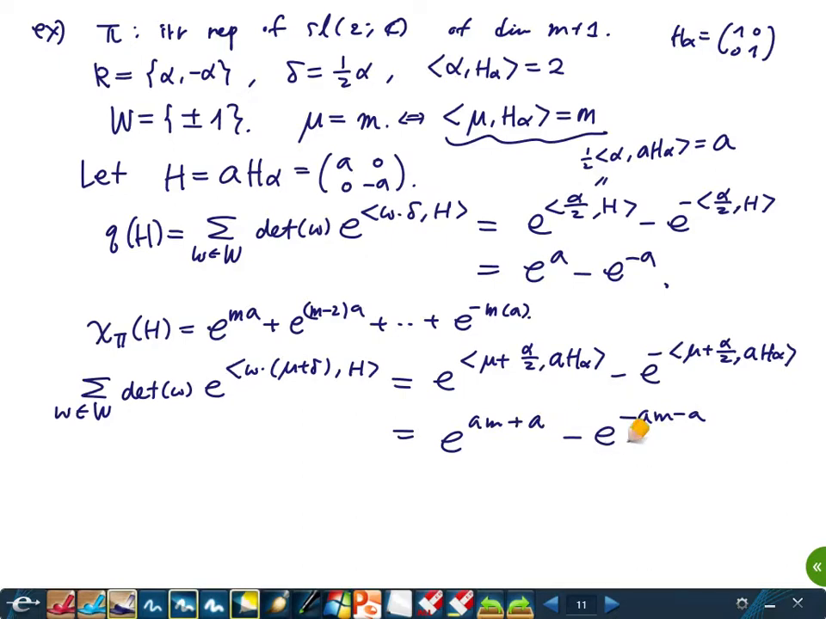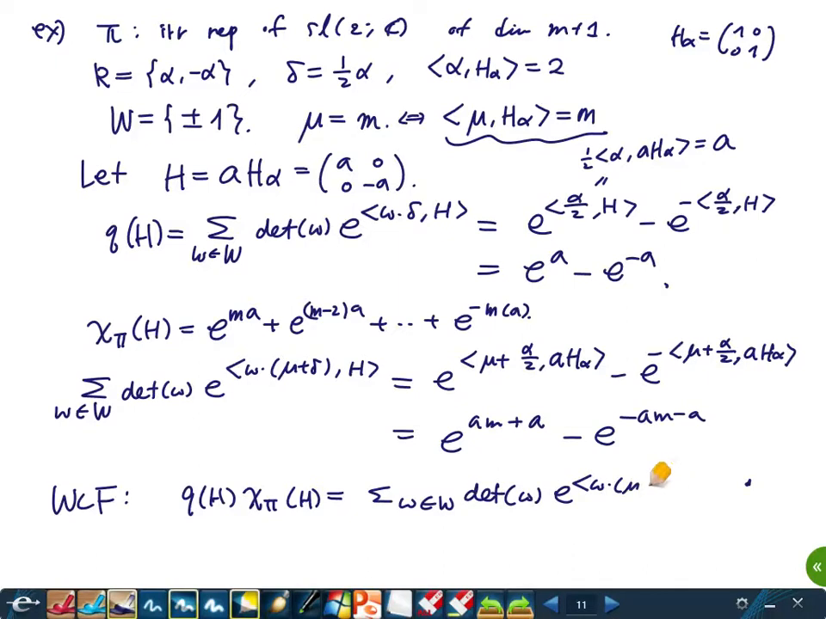So the Weyl character formula works. You can say that this is the proof of the Weyl character formula for this very particular case. Okay? Yes, if you want. So Weyl character formula, QH. It works in this case. This works.